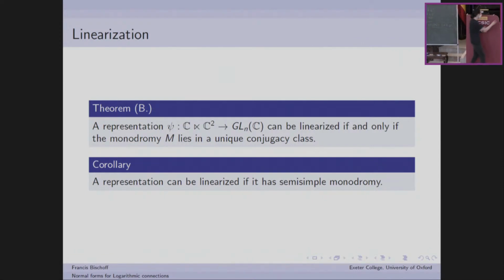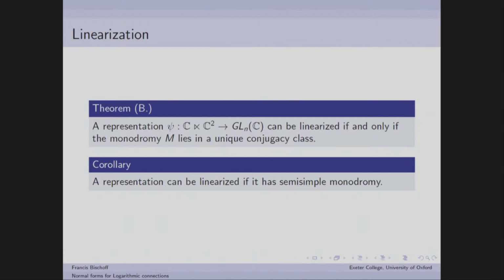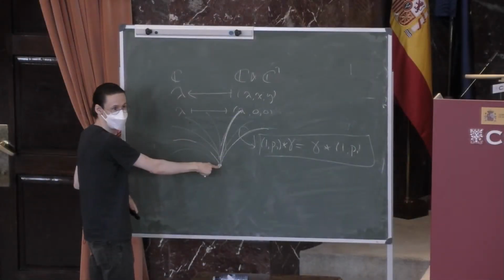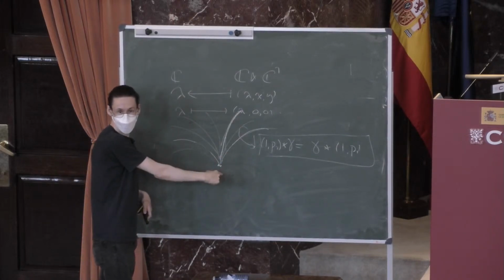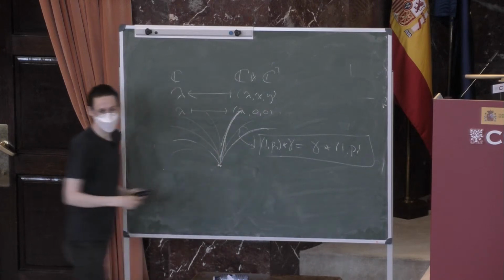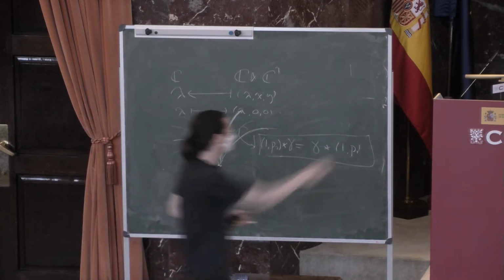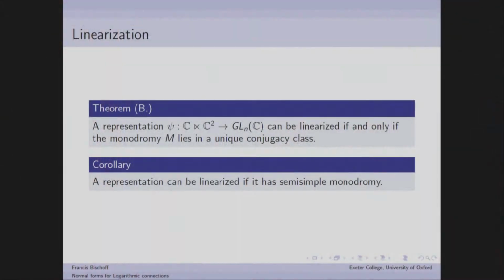This I don't care about actually. This is the thing I care about, which is that a representation can be linearized if it has semi-simple monodromy. And the reason for this is because the conjugacy classes of semi-simple elements are closed. So if you follow this thing here, you're going to stay in the same conjugacy class. All the orbits limit to this point. So that forces the conjugacy class of all orbits to be the same. So for semi-simple, this hypothesis is satisfied, and so we can get a linearization.